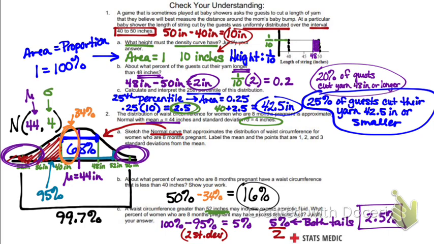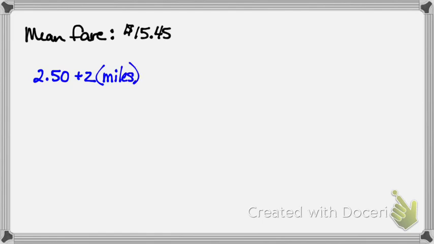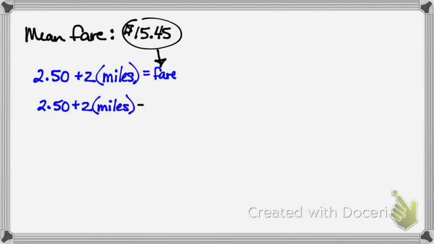Absolutely. So what does it tell you the mean amount of money he paid was? $15.45. Okay. So the mean fare, $15.45. And what was the equation that you had to work with? $2.50 plus 2 times the miles. You said $2.50 plus 2 times the miles equals what? Equals the fare. So I would take this $15.45, I'm going to put it in the place of the fare right here. So I would have $2.50 plus 2 times the miles is equal to $15.45.